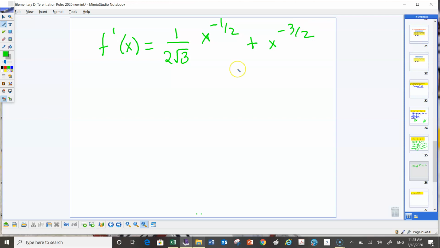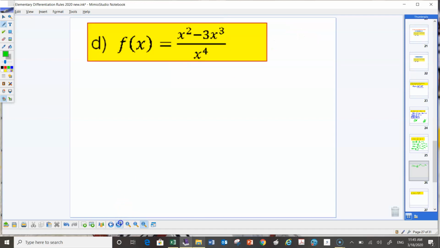Now sometimes they'll move the negative exponents down to the bottom. It all depends on what textbook you are using, but for now we'll just stop right there. Okay, let's take a look at another example.